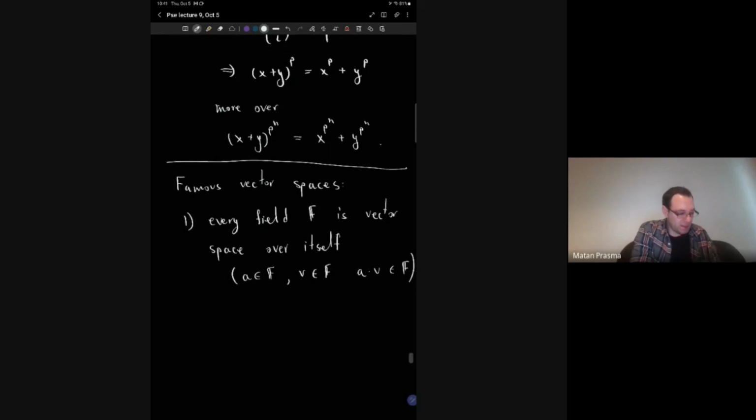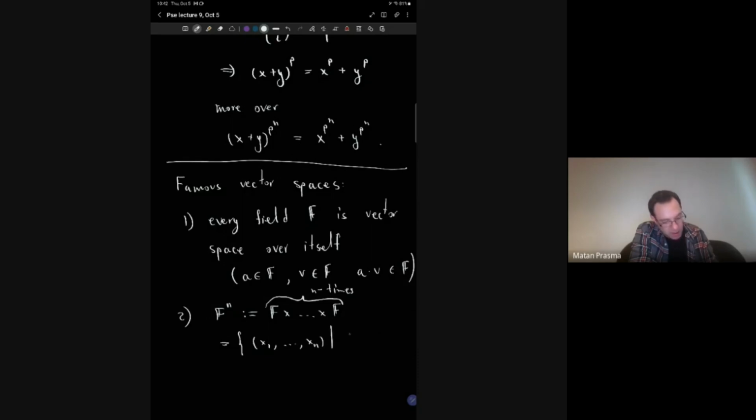More generally, you can take the Cartesian product. This is written as F to the N. So you take F Cartesian product with itself, N times. And I remind you, the Cartesian product is the set of all tuples, say x1 up to xn, such that for any I, xi is in F.